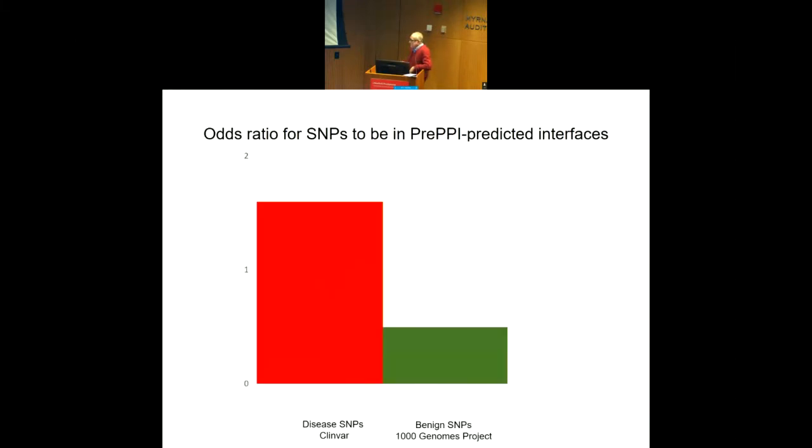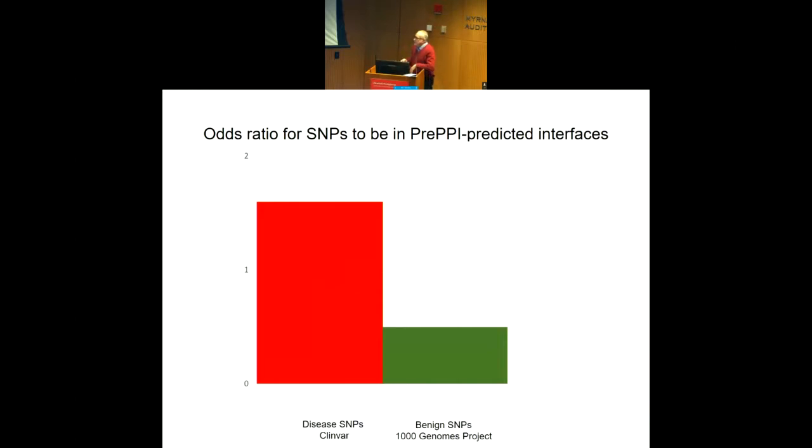We then asked, do disease mutations preferentially appear in PrEPI predicted interfaces? And you can see there's an enrichment of mutations in PrEPI predicted interfaces. And for benign SNPs taken from the 1,000 Genomes Project, there's a decrease in the number of interactions predicted by PrEPI. So PrEPI seems to be finding relationships between disease mutations.